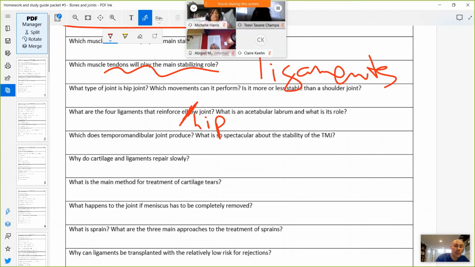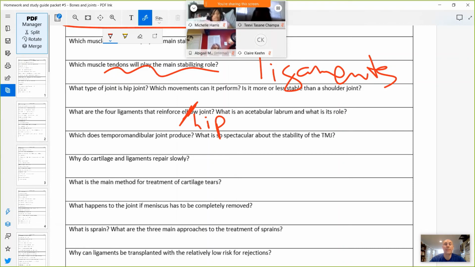Ligamentum teres, that connects the head of the femur to the acetabulum. Pubofemoral, iliofemoral, ischiofemoral ligaments. Acetabular labrum is the ridge of hyaline cartilage that improves the fit and kind of grabs onto the head of the femur.